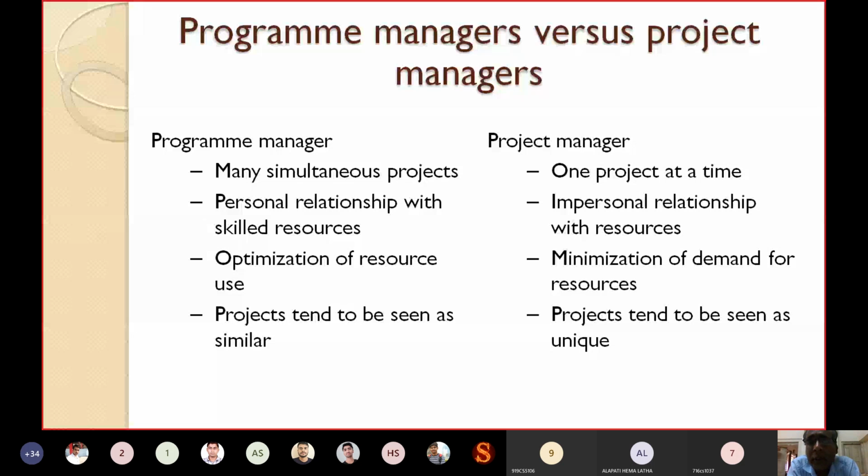In the case of the project manager, his objective is how to minimize the demand for resources. His objective is how a particular project can need a smaller number of resources. The objective is minimization of demand for the resources.